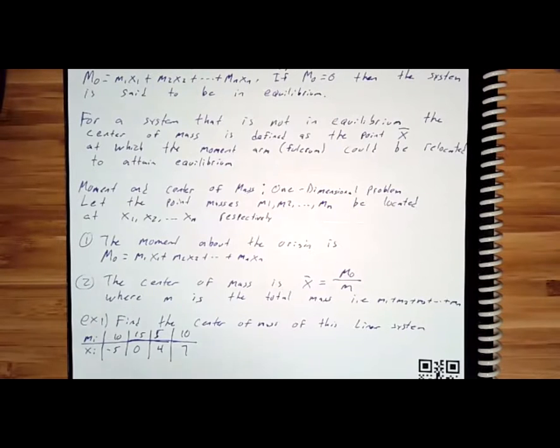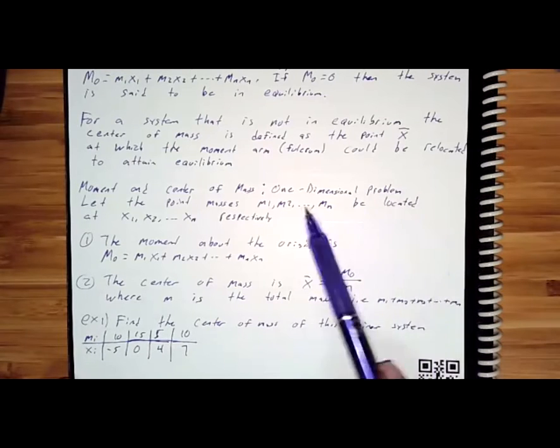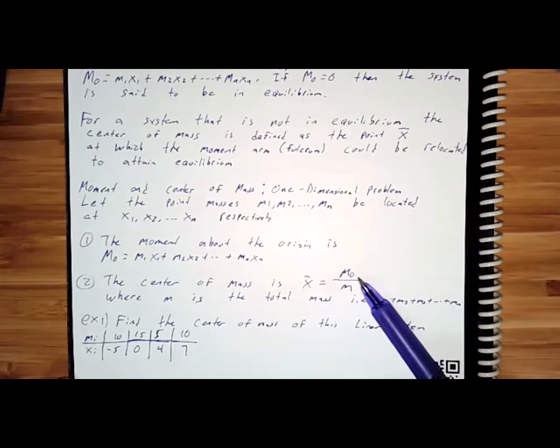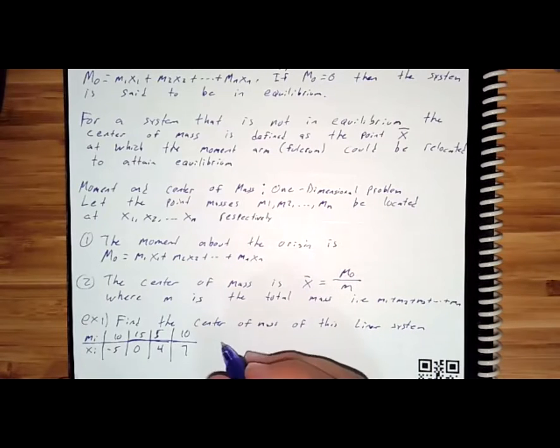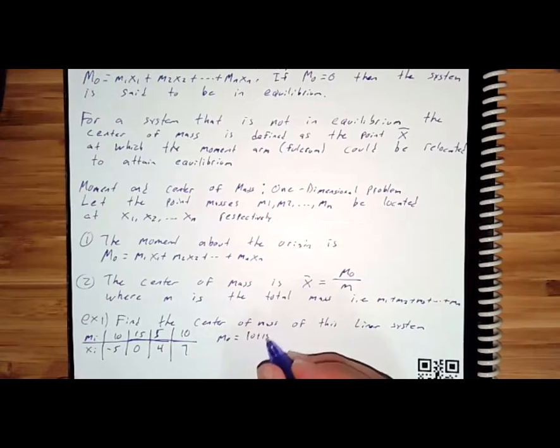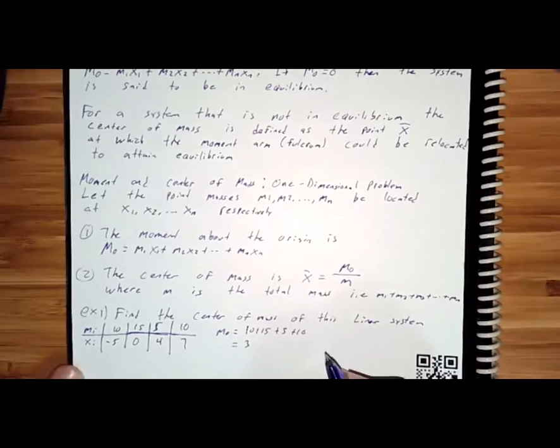Okay, so to find the center of mass in a one-dimensional problem, all you got to do is divide the M naught by m. So m is easy to find, you just add them up. So that'll just be 10 plus 15 plus 5 plus 10, right? Which is what, 10, 15, 5, 10. It's 30, right?